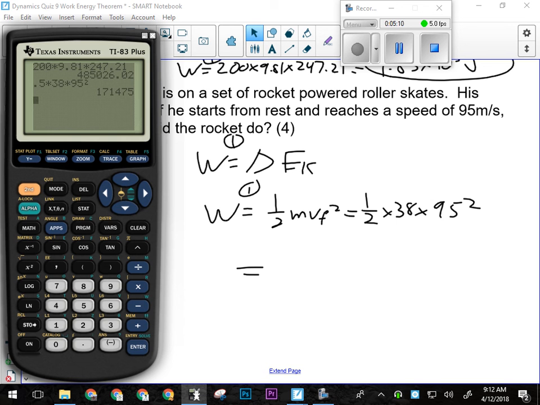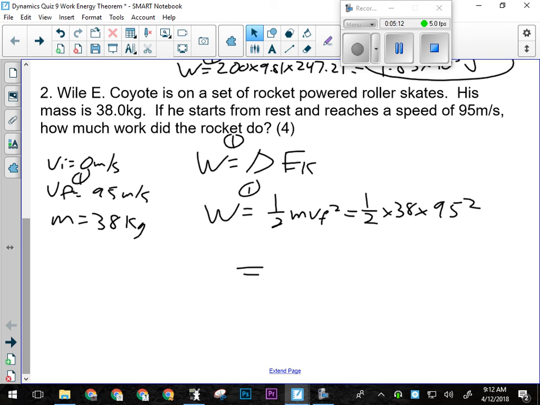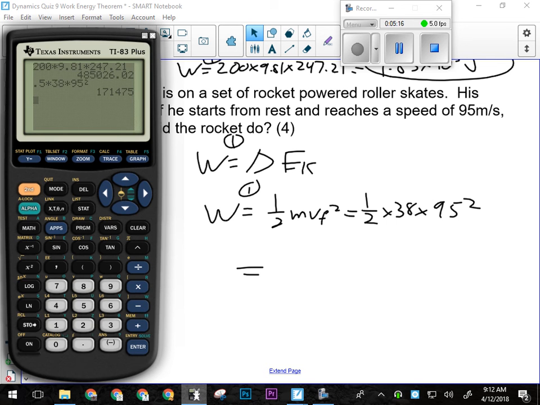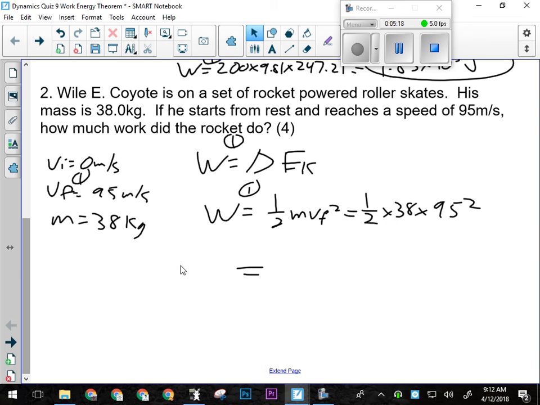And so we're going to get, what do we have here for phase 2? So we've got 1.7 times 10 to the 5 joules, for their fourth and final mark. On this one, that's the only way to do it. I did not give you enough information to find acceleration, find net force, and do it that way. So this was the only way to do it for this one.